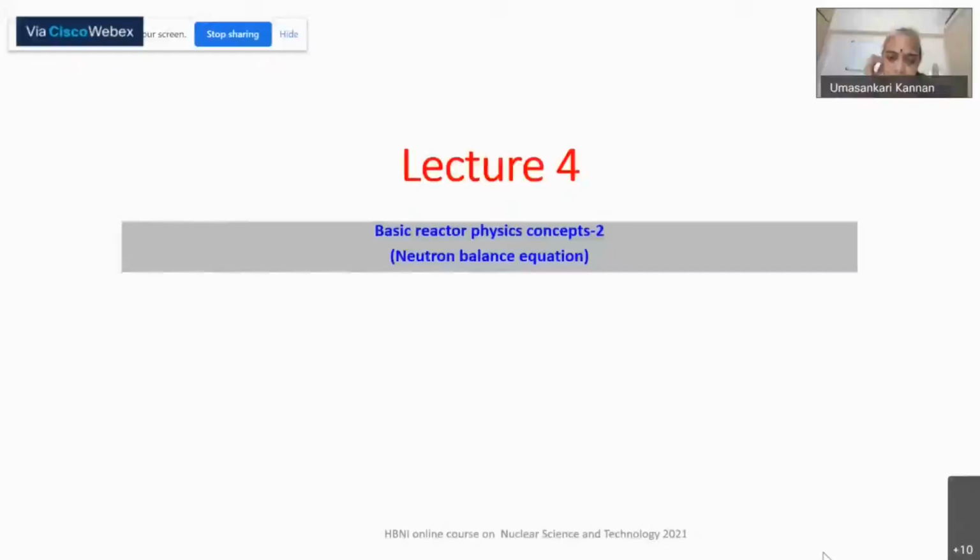So today is lecture 4. Basically, we are talking about the basic reactor physics concepts. We started with nuclear physics and nuclear cross sections, and now I have introduced basic reactor physics. This is part 2, where we will be formulating the neutron balance equation.